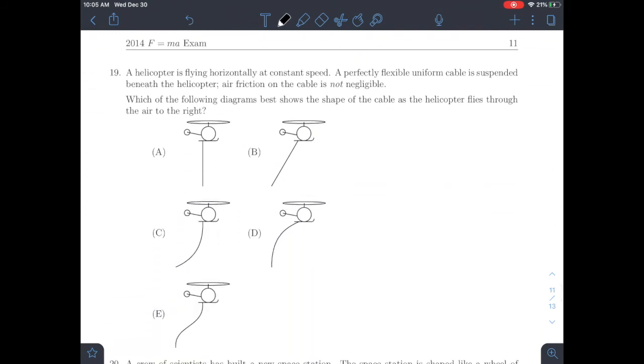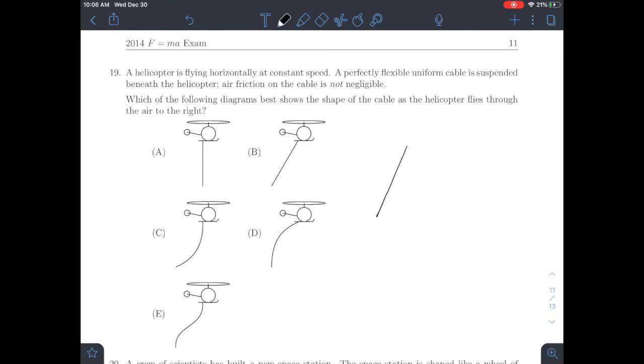Tricky one, huh? So question number 19. A helicopter is flying horizontally at a constant speed. A perfectly flexible, uniform cable is suspended beneath the helicopter. Air friction on the cable is not negligible. Which of the following diagrams best shows the shape of the cable as the helicopter flies through the air to the right?